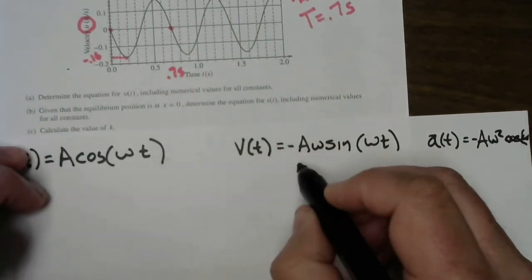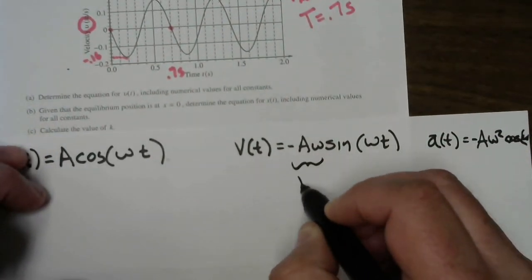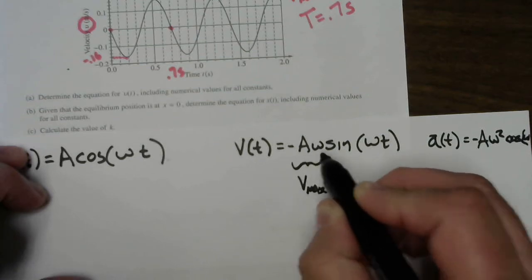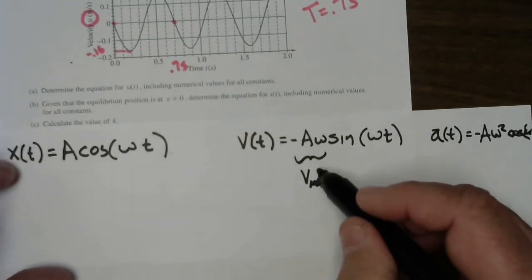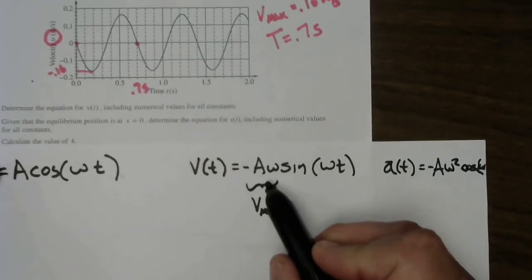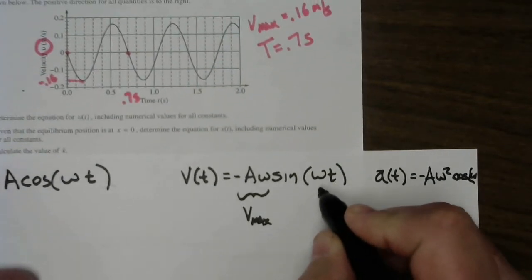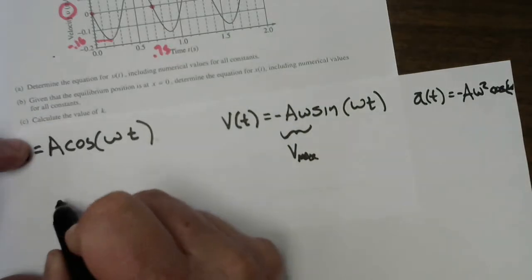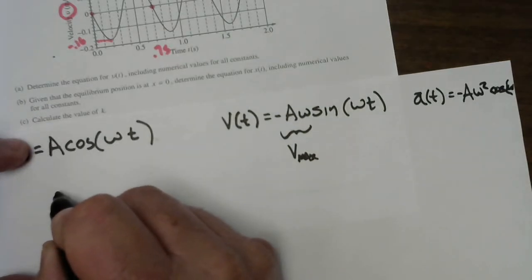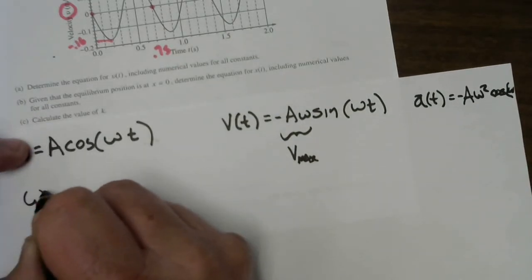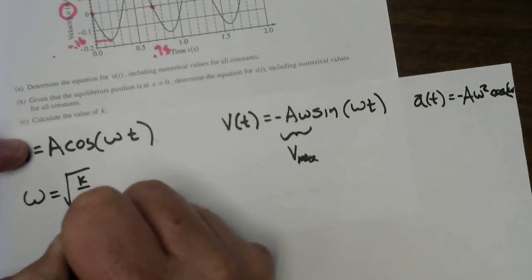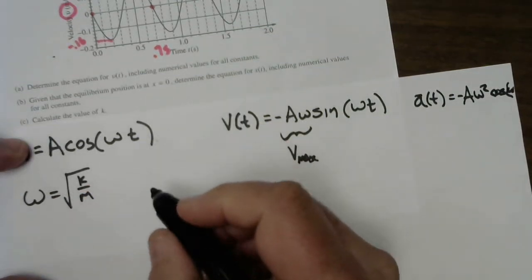That means that the maximum velocity is this thing right here, A times omega. So from this, I can actually figure out what A is if I knew omega. But omega is related to the time. We know that omega equals the square root of k over m. Of course, they didn't give us k, so this will be useless to us.